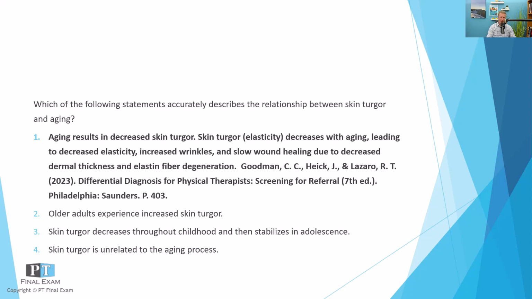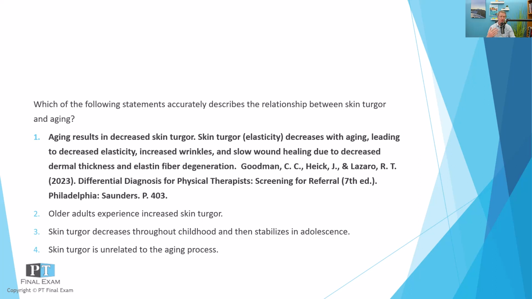These other answer options are incorrect. Older adults, rather than experiencing increased turgor, get a decrease in turgor, or a loss of elasticity. Skin turgor would not decrease throughout childhood. It would not see any effect until your middle age and then on into late adulthood. And the final one, skin turgor is unrelated to the aging process, is clearly incorrect, since it's clearly related to aging.